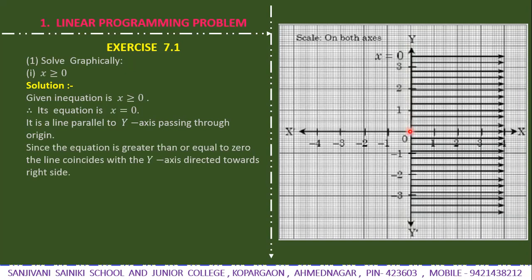Now we have to decide the region. Since the inequation is greater than or equal to 0, the line coincides with the y-axis, and the region is directed towards the right side. So the solution set consists of the y-axis and the plane directed towards the right side. The right side of this line is our solution set. On this side, x is positive, x is greater than 0.